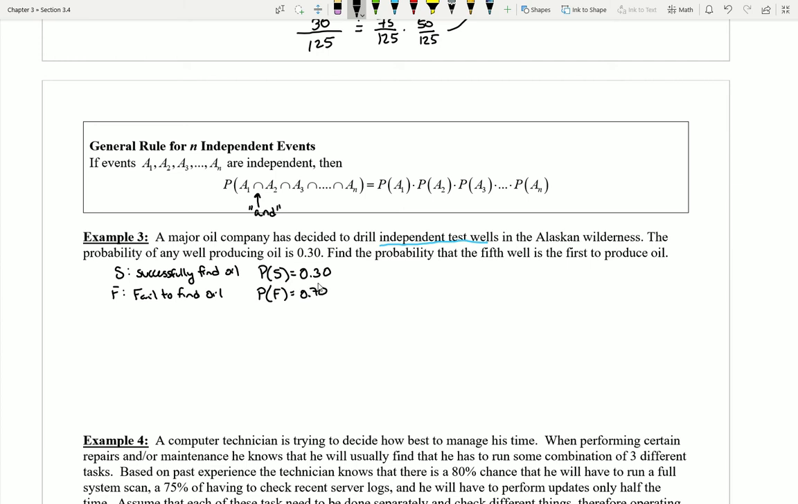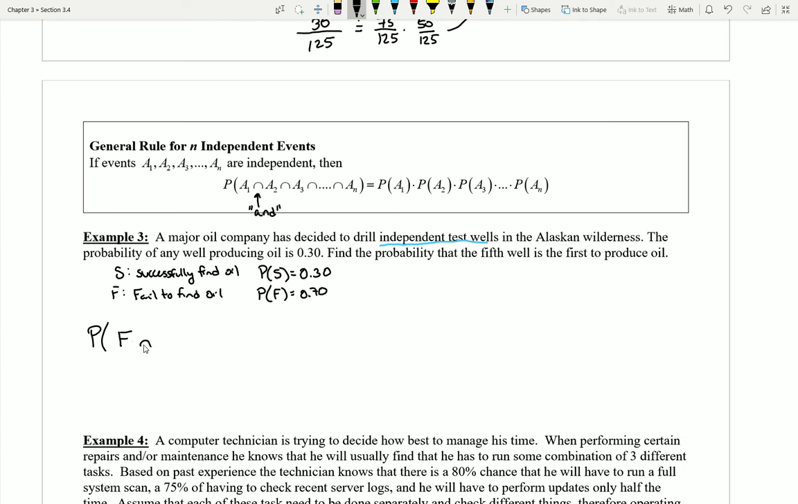Okay, so let's think about what it is that we want to find. We want to find the chances that the fifth well is the first one to produce oil. So again, think about this like it's an actual real-life context. Try to imagine the story. Okay, so the company is going to go ahead, they're going to start drilling their first test well in the Alaskan wilderness. Do we want it to find oil? Well, if we want to try to find the probability that the fifth well is the first one to produce oil, then no, we would want failure on the first attempt.